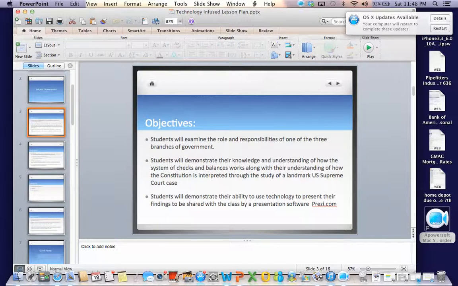Okay, so the objectives are: students will examine the role and responsibilities of one of the three branches of government. Students will demonstrate their knowledge and understanding of how the system of checks and balances works, along with their understanding of how the Constitution is interpreted through the study of a landmark U.S. Supreme Court case. And students will demonstrate their ability to use technology to present their findings to be shared with the class by a presentation software called Prezi.